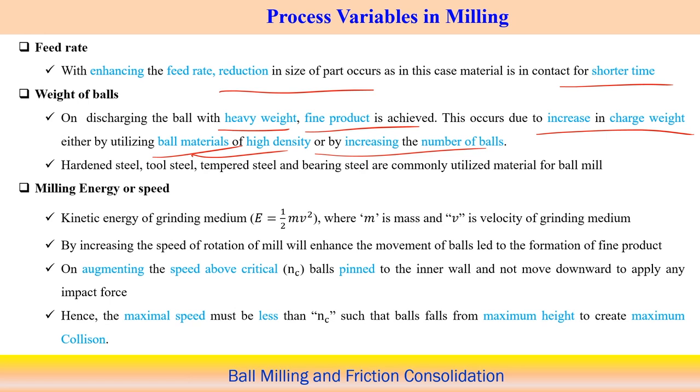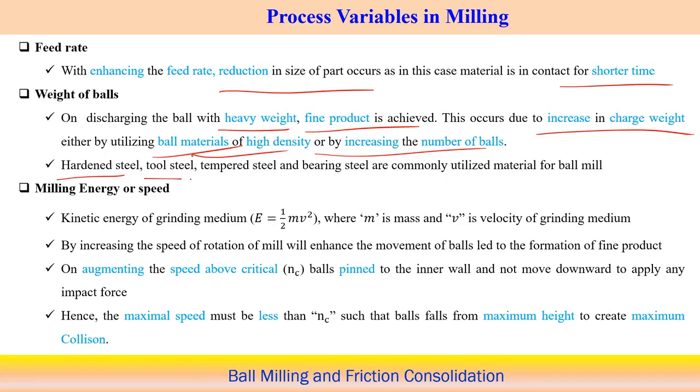One is to use a higher density material; for the same volume, the weight will also be more. The other way is to increase the number of balls inside the chamber, so the effective weight of the balls can be increased. But there must be some minimum or maximum amount of balls we can utilize, or maximum volume that can be occupied within the mill chamber. There must be some limitation, because if you increase the number of balls too much, the interaction between the balls will be reduced. So there must be some kind of optimum value.